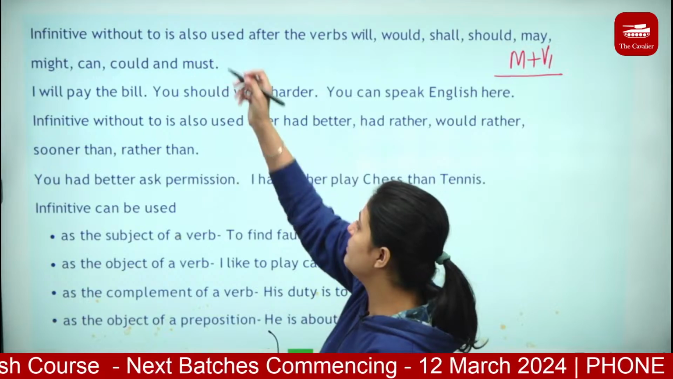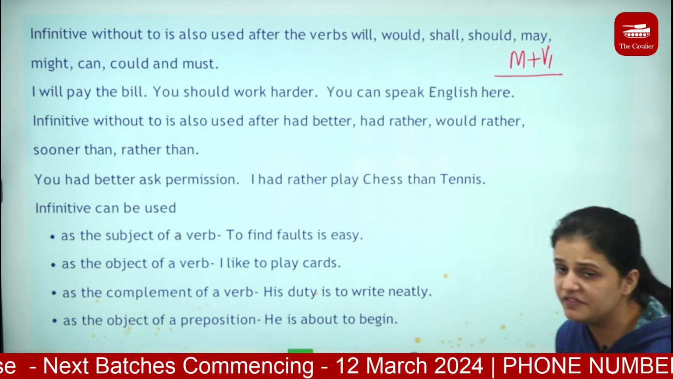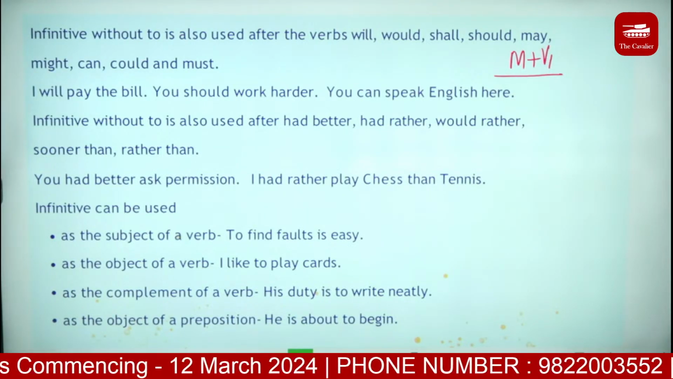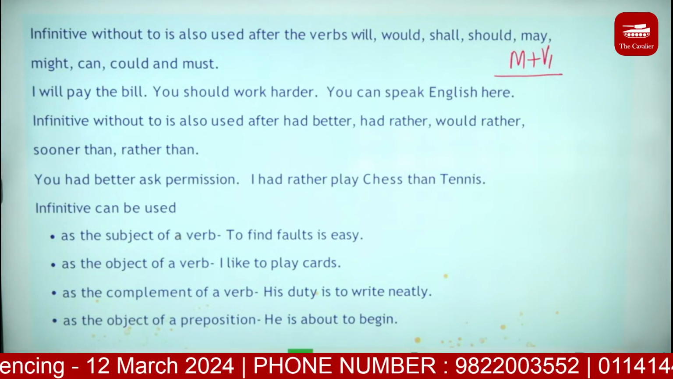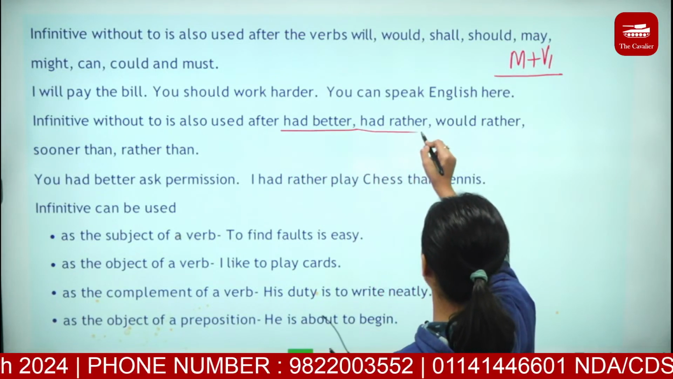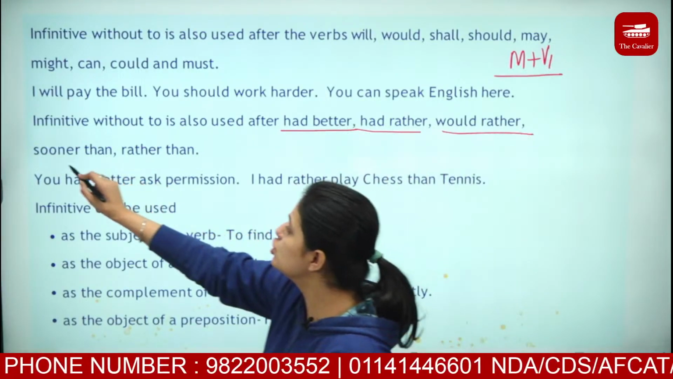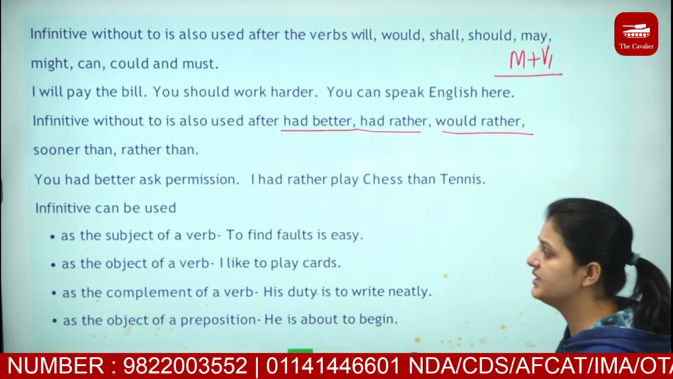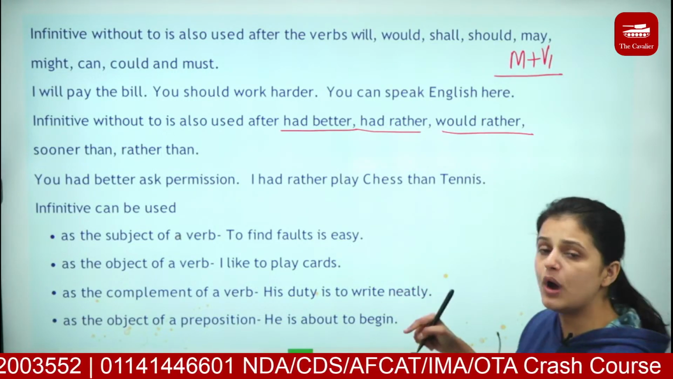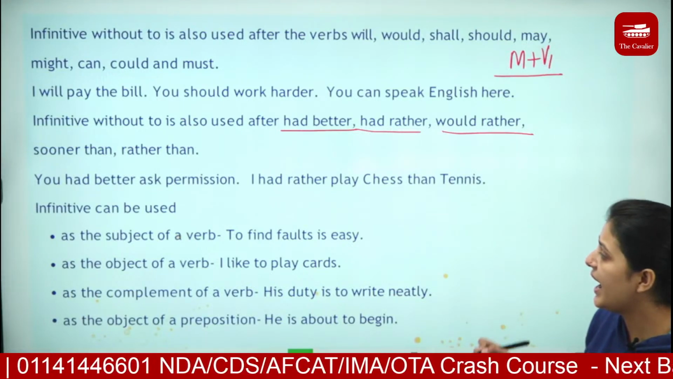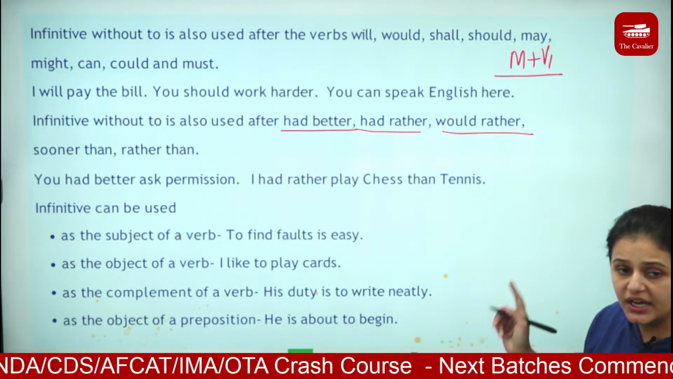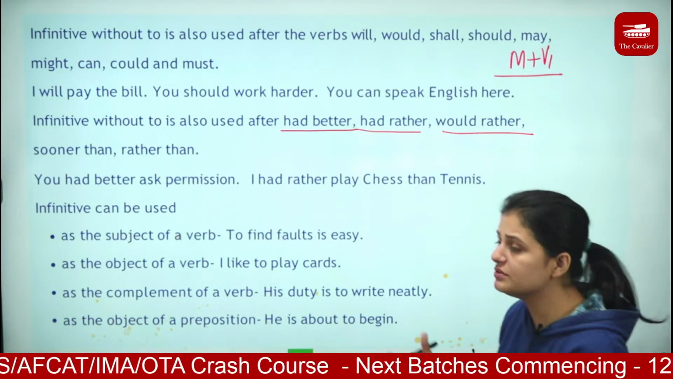So एक तो हम यूज करते हैं infinitive को with certain verbs like bid, sit, let, make. Okay, और हम इसको यूज करते हैं दूसरा modals के साथ. ठीक है, या फिर after, had better, had rather, would rather, soon, sooner than, rather than. यहाँ पर you had better ask permission, you had better to ask permission नहीं होगा. I had rather play chess, not to play. Okay, clear this much?